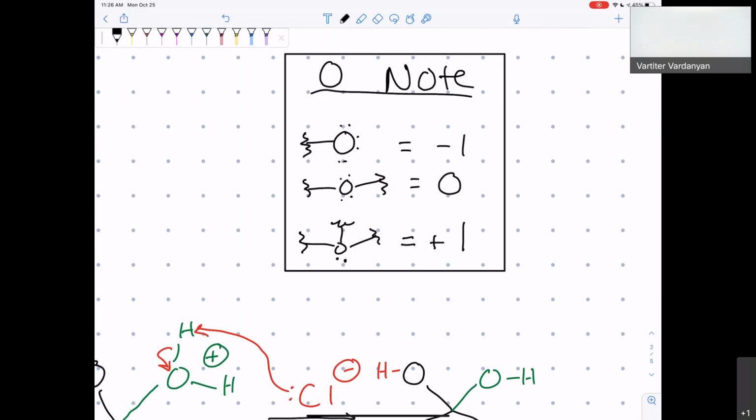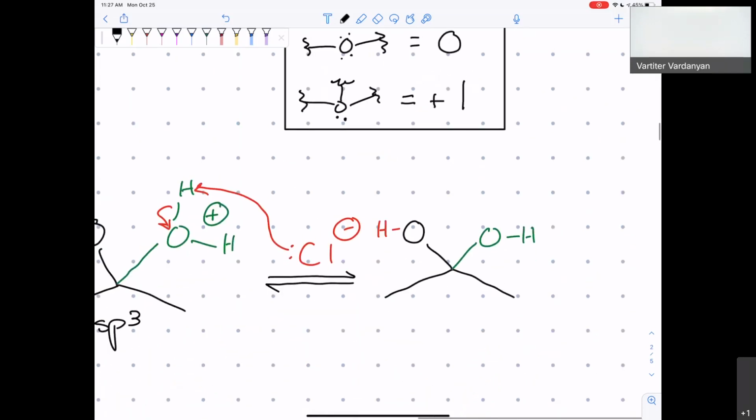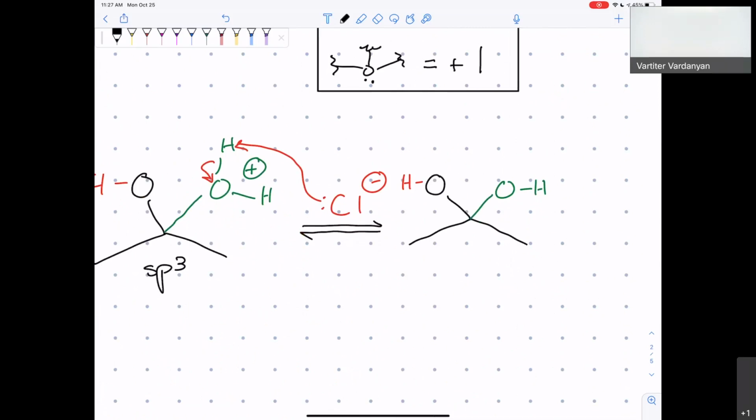What was that? Well, we've looked at the charge before. We just never really explained it, I guess. But this was like an Orgo 1 thing. Question? Okay, cool.